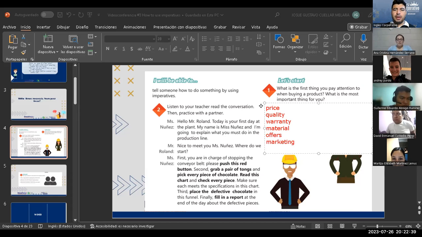Okay, you tell me, what is the first thing you pay attention to when buying something? Okay, Guillermo, in your case, what do you take into account before you buy something? And then we go with David. I think the price and the quality. Okay, price and quality. It's like a balance you make. Thank you. David and Cristina. I think, teacher, quality and marketing. Okay. And marketing. Thank you. Christy and Maritza, what about you?